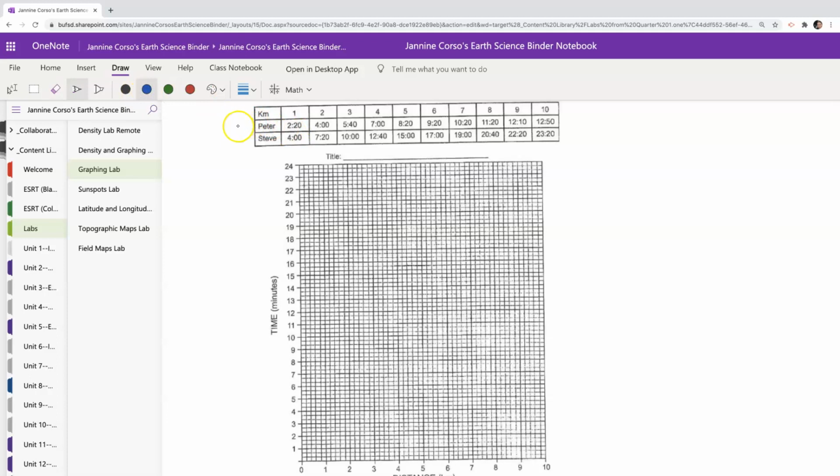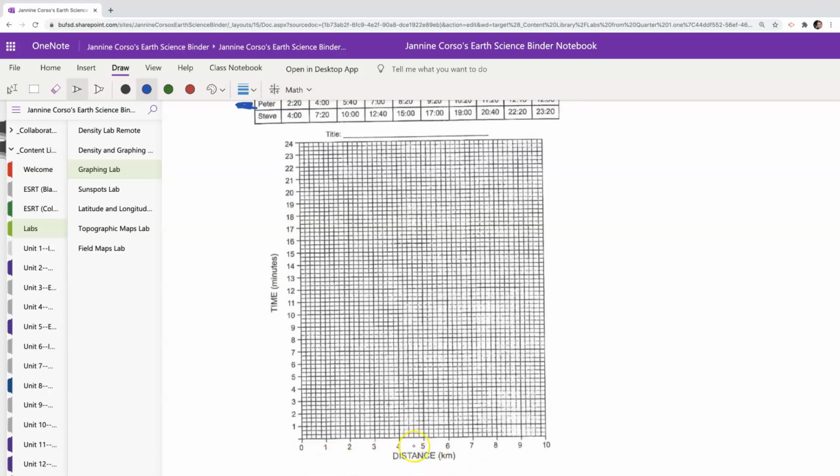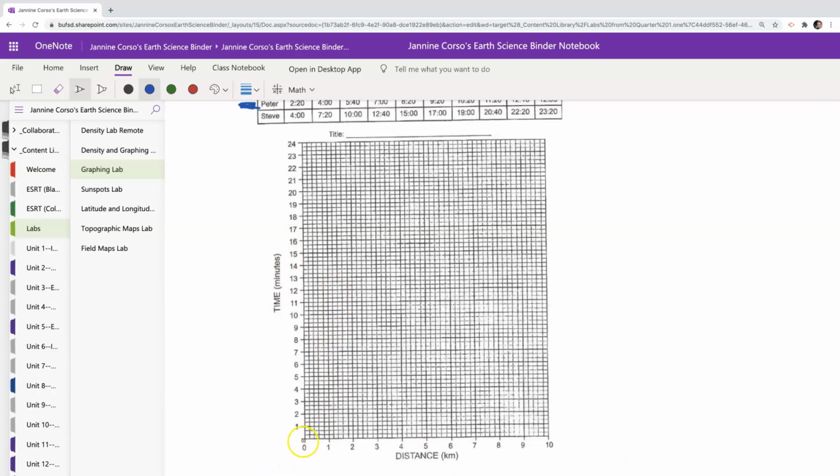They ask you in the directions to make a key. It's very simple to do this. I'm going to choose blue for Peter, and I'm going to plot Peter's times first, and then I'm going to do Steve in a different color. So if you look, Peter did 1 kilometer in 2 minutes and 20 seconds. Your distance is listed here in kilometers, whereas your time is actually listed on the y-axis. This is a little bit reversed from what I had put in the vocabulary, but that's okay. Typically, time does go along the x-axis, but time is listed in your y-axis. One of the things that you should notice is that some of these lines are not labeled.